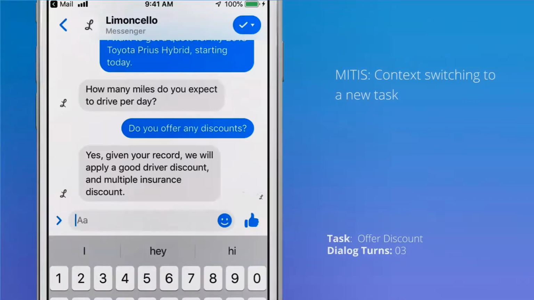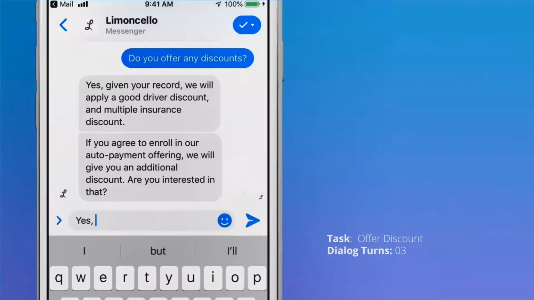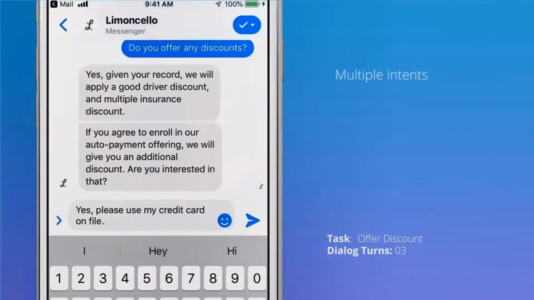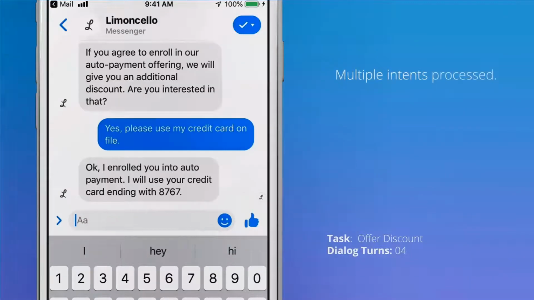Let's continue. In this turn, the user expressed 2 intents. The first is yes, enroll in the auto payment offer. The second is please use my credit card on file. The virtual assistant is able to handle both.